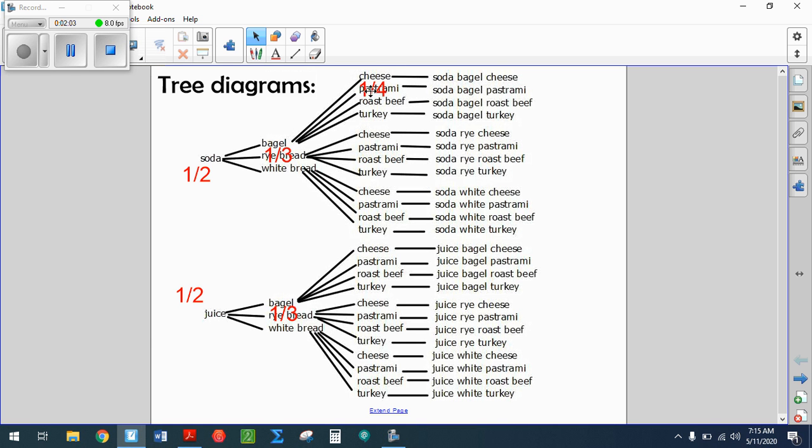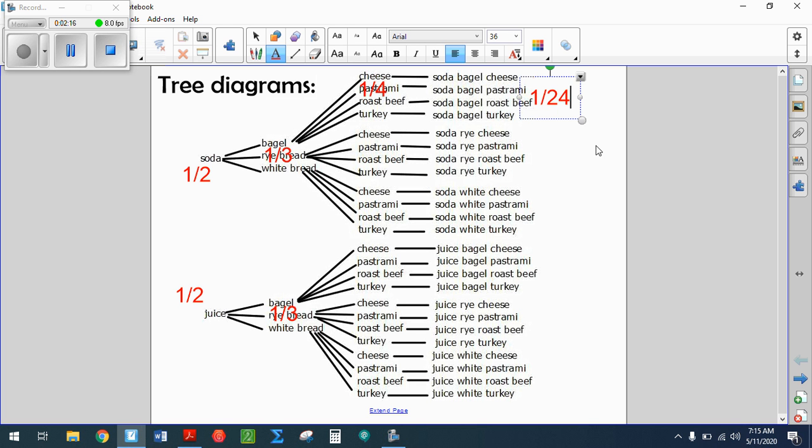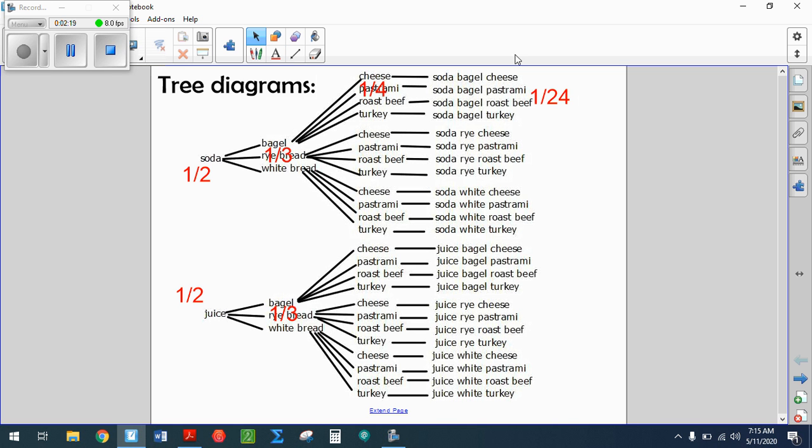In order to get an outcome at the end, we would take 1/2 times 1/3 times 1/4, which would give me 2 times 3 times 4. 2 times 3 is 6 times 4 is 24. So every one of these choices has a probability of 1 in 24 of happening. And if you count each of these options, you'll see that there are 24 options. Or I can count by fours: 4, 8, 12, 16, 20, and 24. So there are 24 possible lunches.